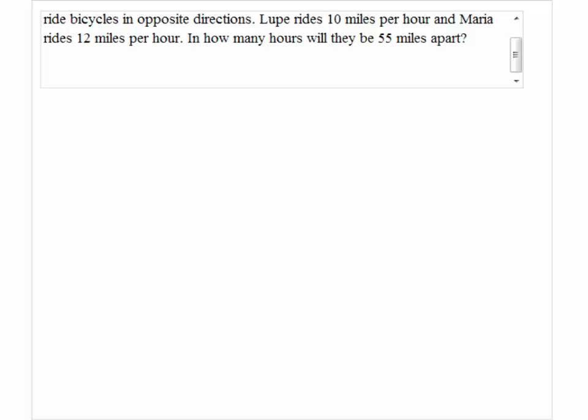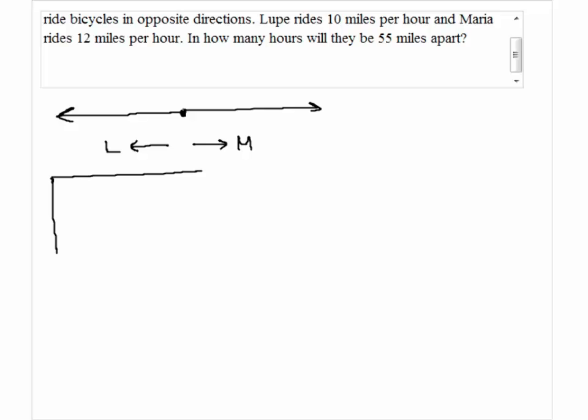So let us draw a picture. Here we have a straight road at the point, and Lupe and Marissa start at the same time, and they ride bicycles in opposite directions. So Marissa goes east, and Lupe goes west. Notice that this is a motion problem where distance, speed, and time are involved, so we're going to use a chart to organize the information.